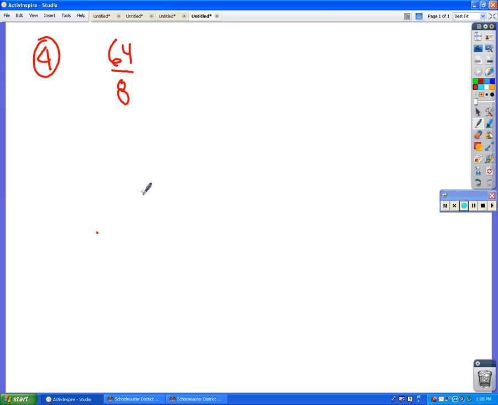Cube root it. Okay, so 64 cube rooted is 4, and 8 cube rooted is 2. Okay? And so what that means is, if the ratio of the volumes is 64 to 8, that means the ratio of all of the sides, and in this case the radii and the circumference and whatnot, are 4 to 2, which reduces to 2 to 1.